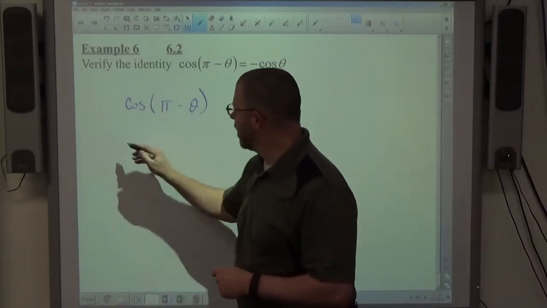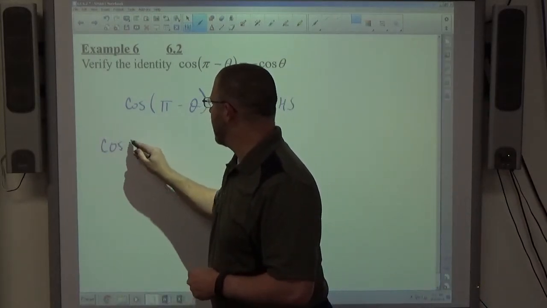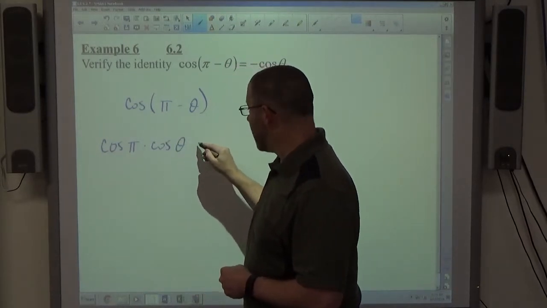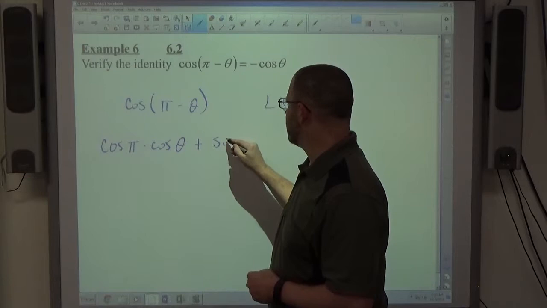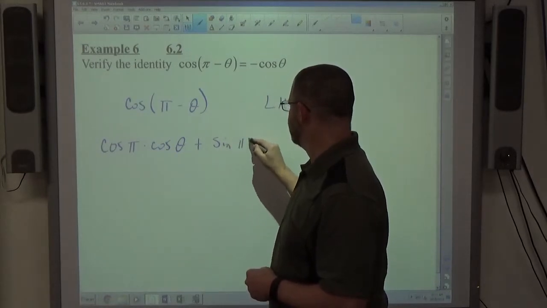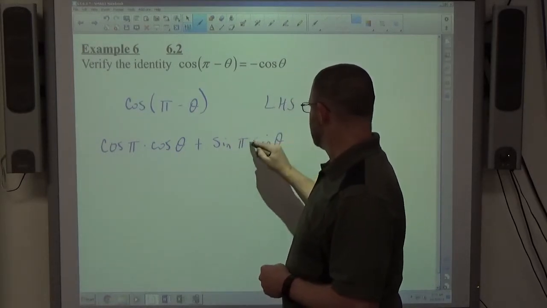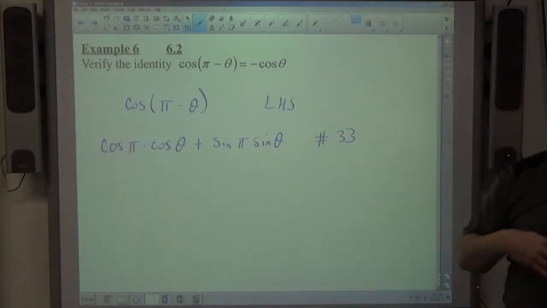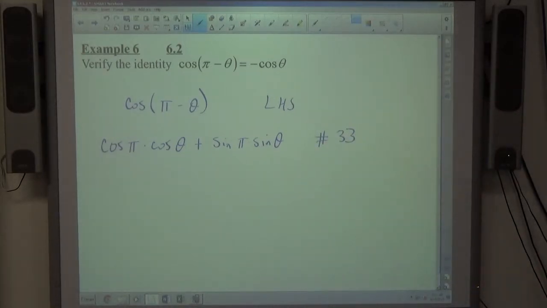Number 33 in this case says cosine of both angles multiplied, then it'll be plus sine of both angles multiplied. And that's number 33. Anytime you have to apply a sum or difference identity, just go ahead and apply it, write down what it means, and then identify it as whatever 32, 33, 34, whichever one it is.